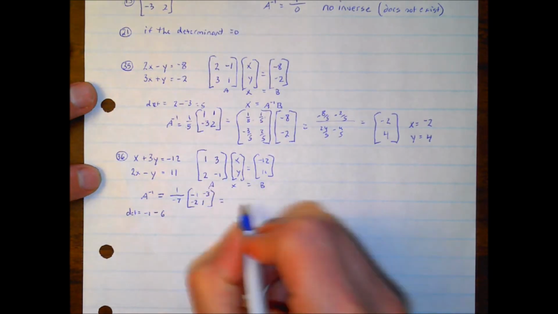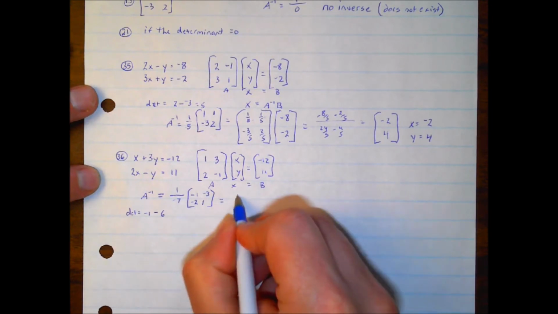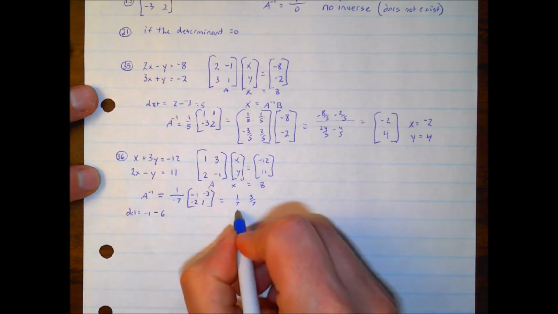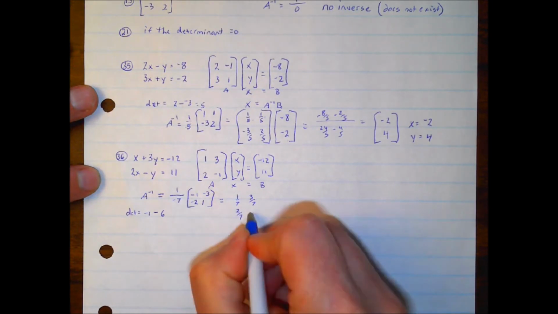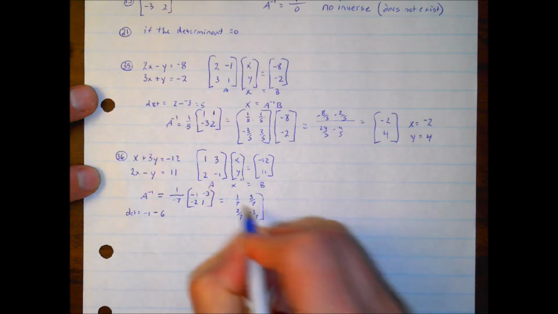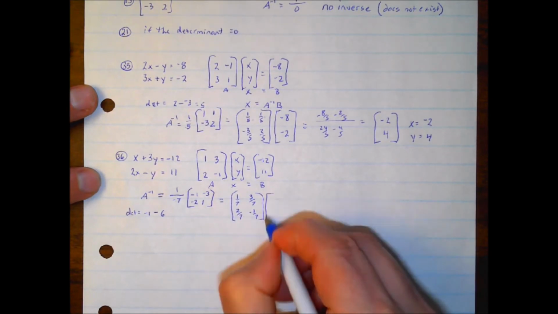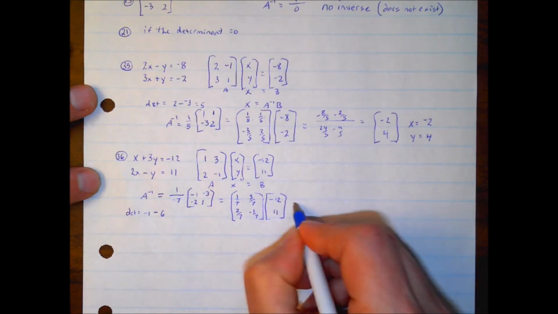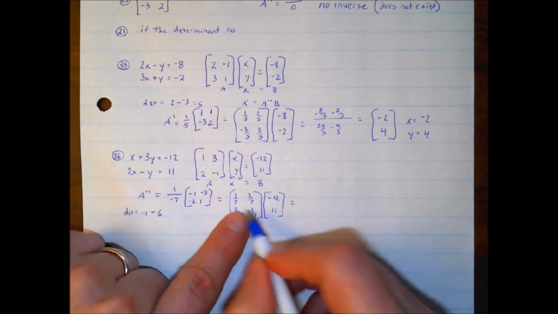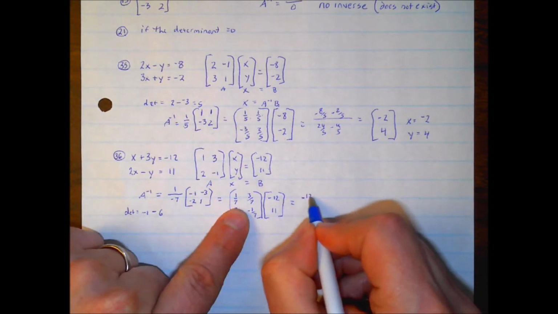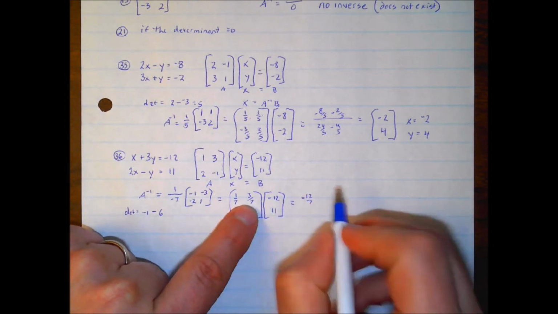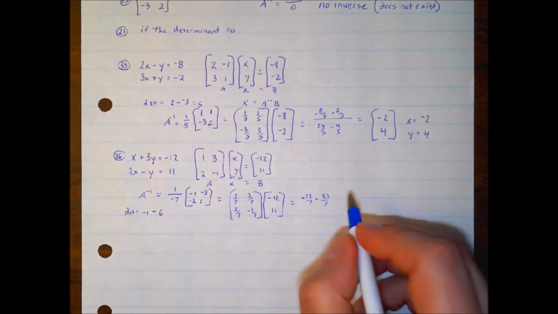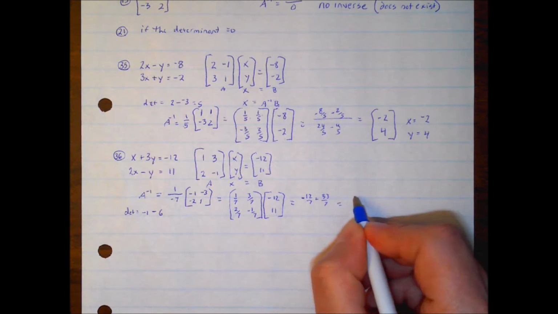So my A inverse would be 1/7, 3/7, 2/7, negative 1/7. That's the inverse of A. Now I have to multiply that by the B. The first row, first column, so that times that would be negative 12/7, and that times that would be plus 33/7, which would be 21/7, which would be 3.